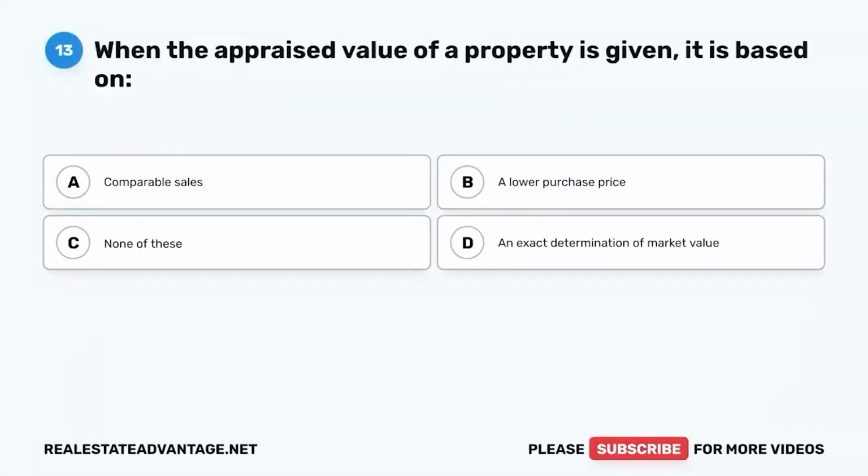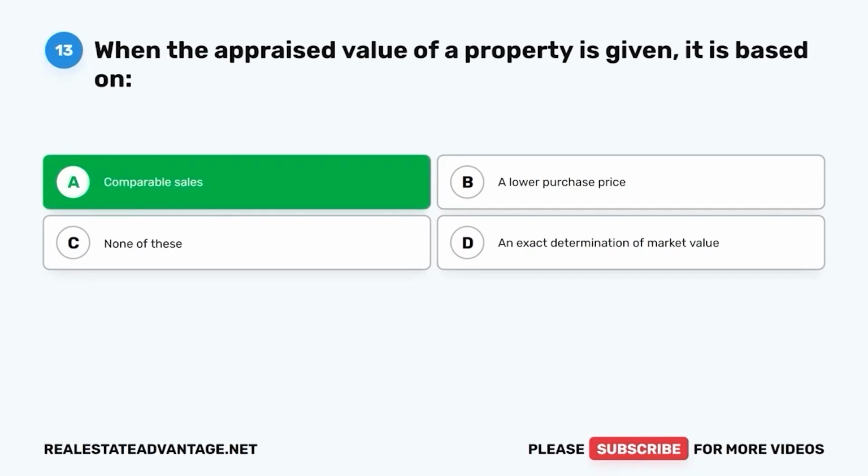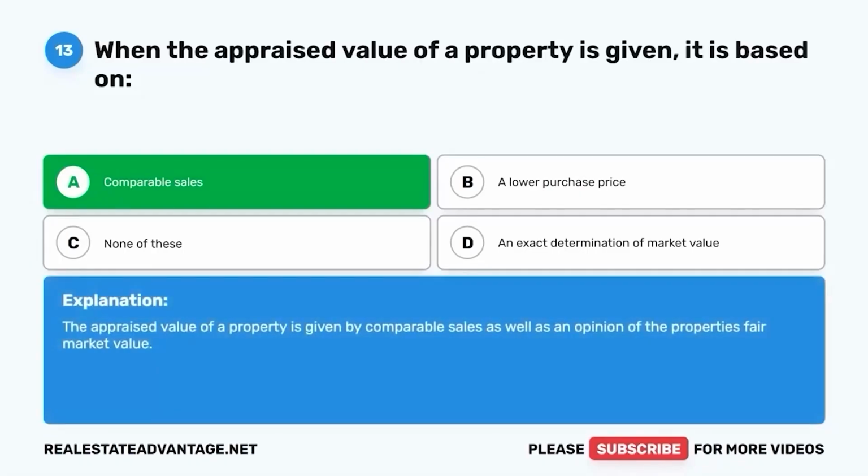Question 13. When the appraised value of a property is given, it is based on A. Comparable sales. B. A lower purchase price. C. None of these. D. An exact determination of market value. The correct answer is A. Comparable sales. The appraised value of a property is given by comparable sales as well as an opinion of the property's fair market value.